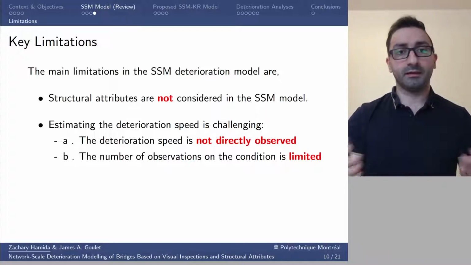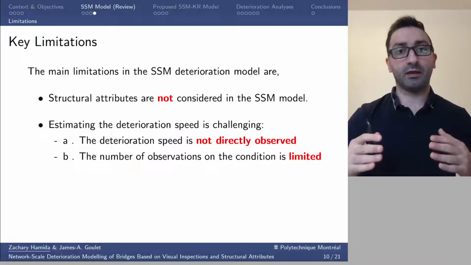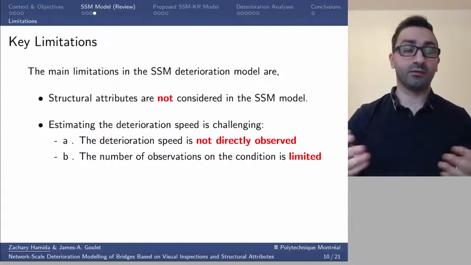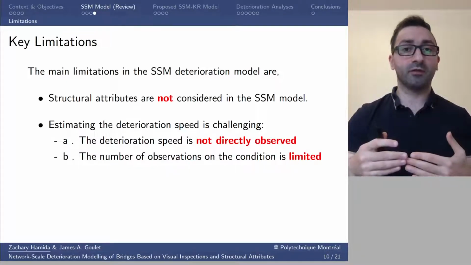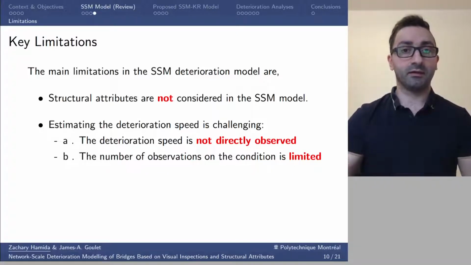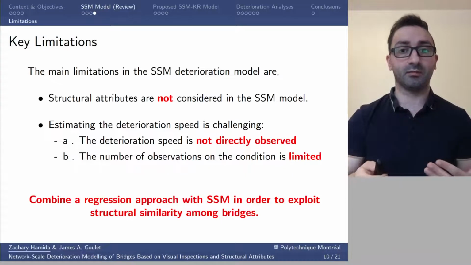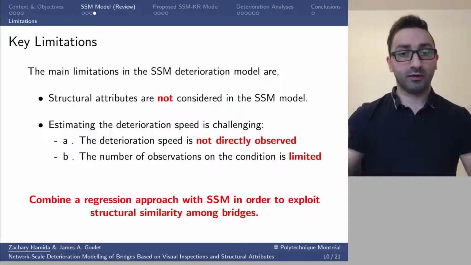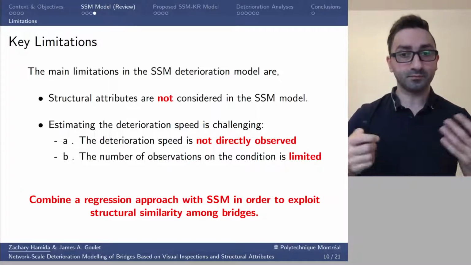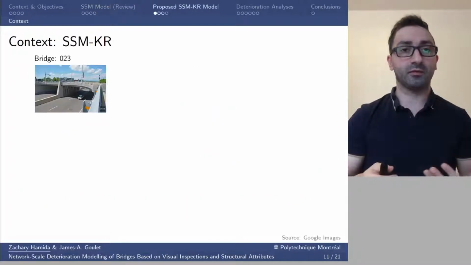So the idea here is, can we include the structural attributes in the analysis? Because we have thousands of structures, can we exploit the similarities between these structures by including the structural attributes and by relying on a regression approach? So in order to illustrate this idea, let's have a look at an example.